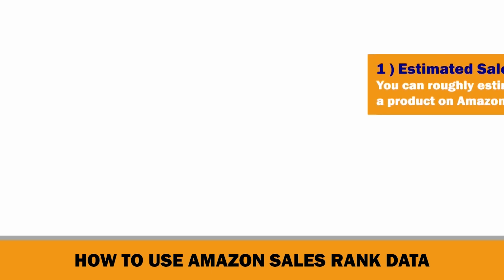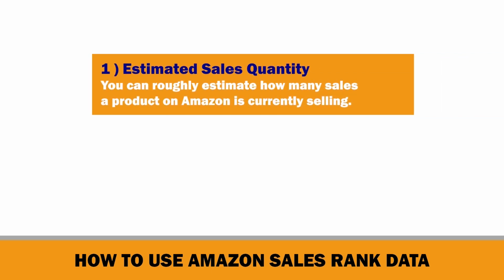First of all, you can roughly estimate how many sales a product on Amazon is currently making. As I said before, Amazon never shares the exact formula of their BSR calculations. Therefore, daily and monthly sales numbers from BSR to sales calculator tools are also estimated quantities. Some of these tools are accurate and some of them are not. However, if you check your own book's BSR, you can decide easily which tools work well.